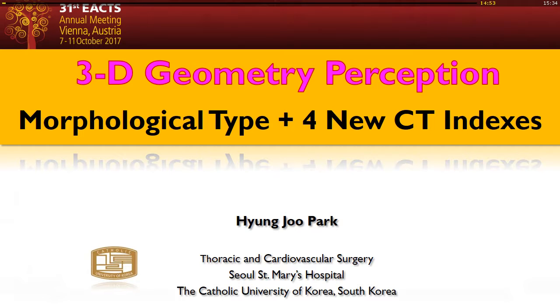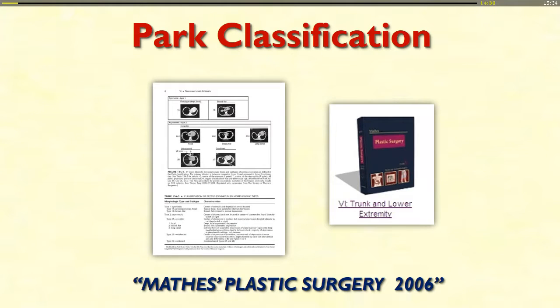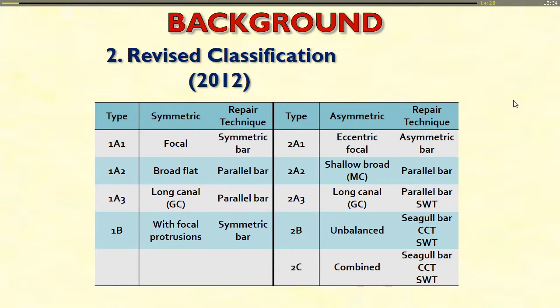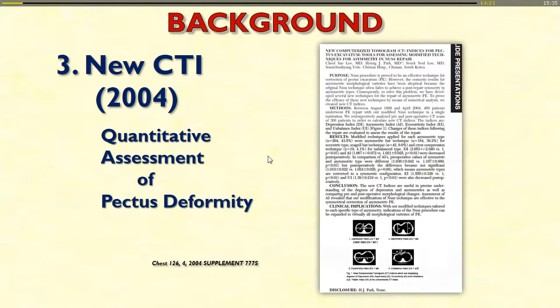I'd like to introduce the three-dimensional geometry perception by combining the morphological type and four new CT indexes. I devised the morphological classification in 2000, and it was published in 2004 in the Annals of Thoracic Surgery, and listed in the plastic surgery textbook. I revised it in 2012, and this is the revised version, a little bit complex.